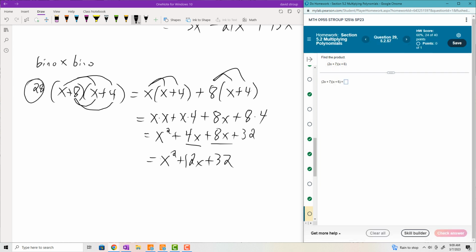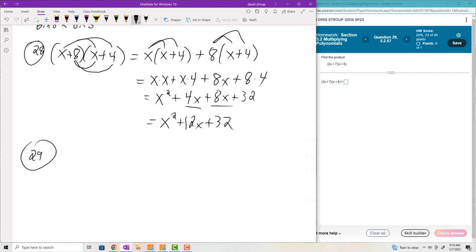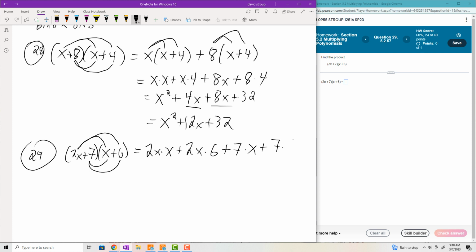Okay, let's try this guy. This is number 29. Okay, so I have 2x plus 7 times x plus 6. Okay, so again, you could rewrite it if you want, but I mean, it's really just this. It's 2x times x plus 2x times 6, and then you distribute the other term. So it'll be 7 times x plus 7 times 6.